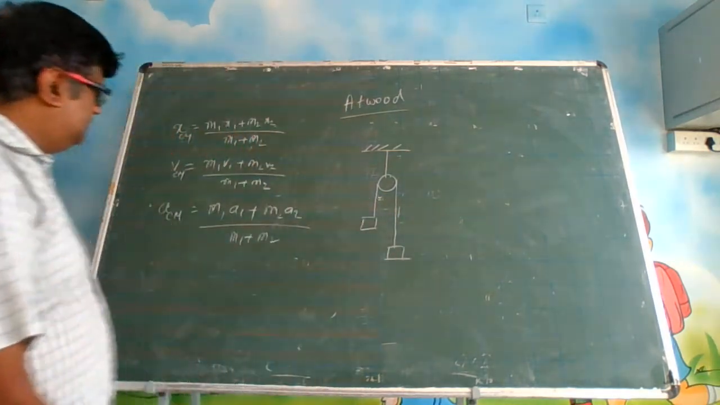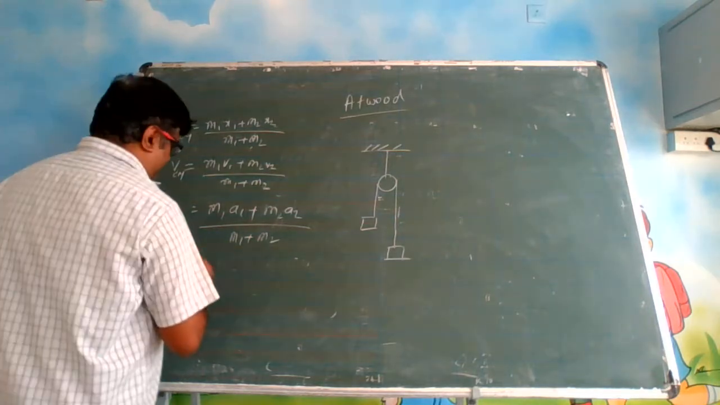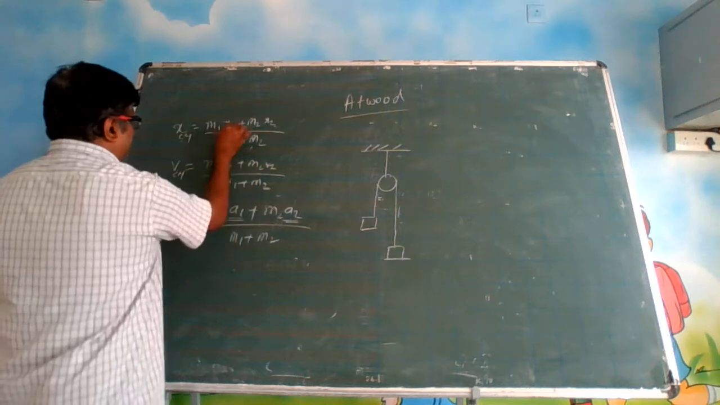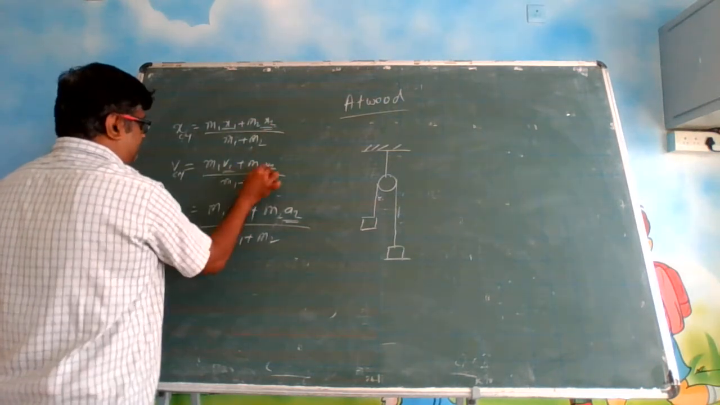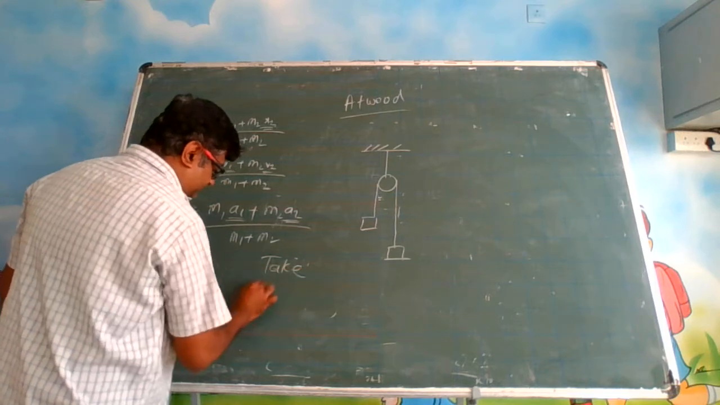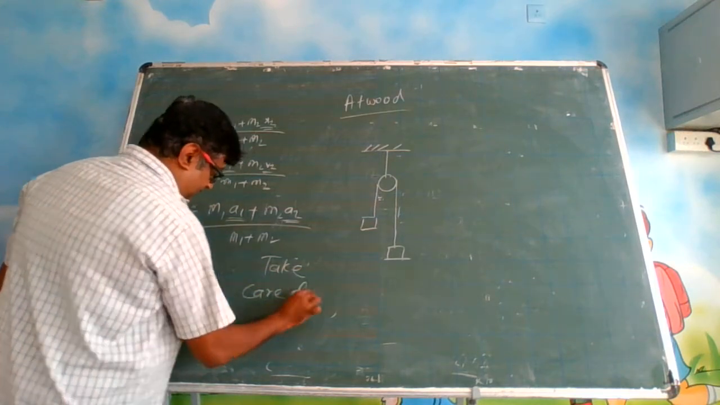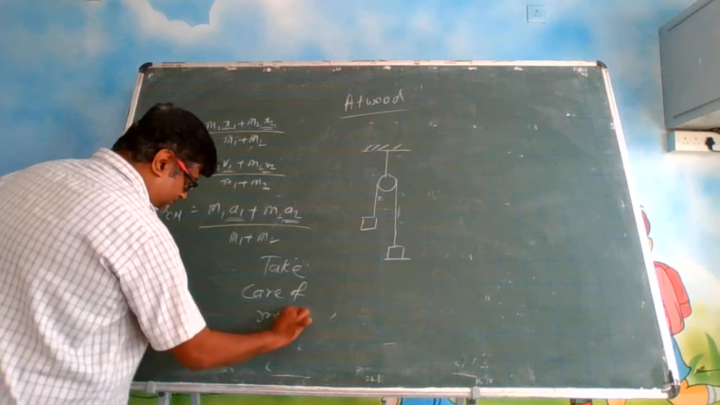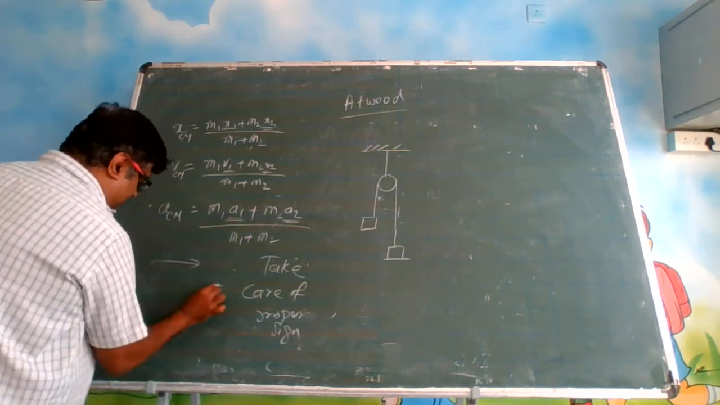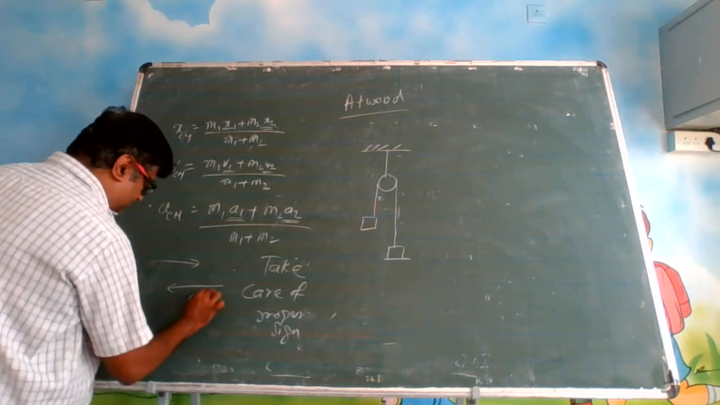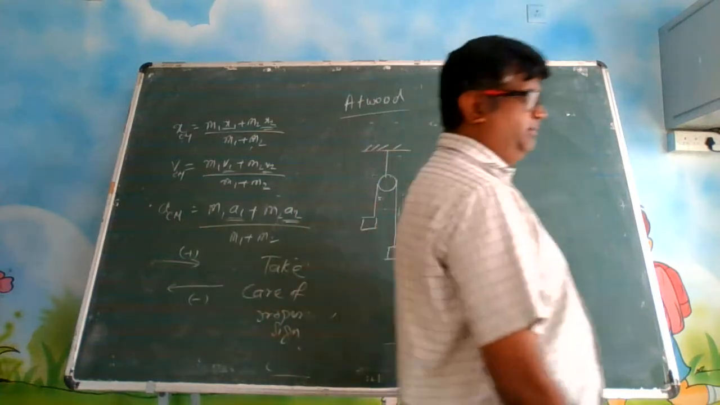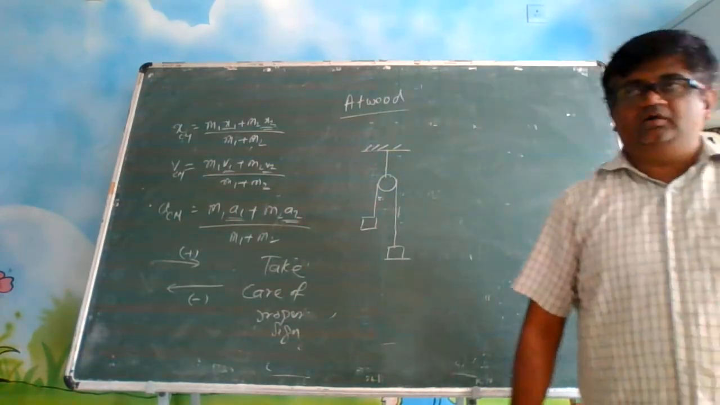One point you have to remember is that when you are writing a1, a2, or x1, x2, or v1, v2, take care of the proper sign. If one velocity is in this direction and another is in the opposite direction, one will be minus and the other plus. Remember that. Why? Because displacement is a vector.